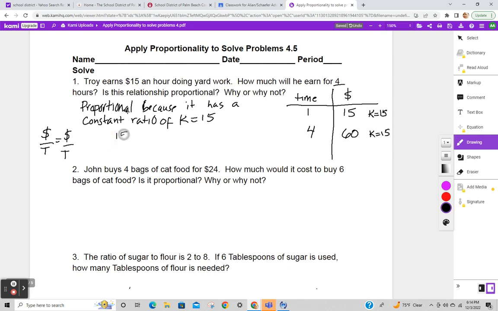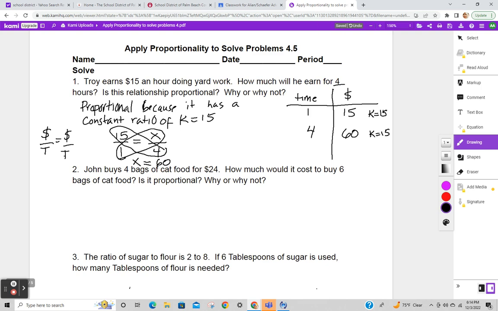If he makes $15 for 1 hour of work, how much will he make if he works 4 hours? Since we put time on the bottom, 4 will go over here. How much money will he make after 4 hours? Well, that's what we're trying to find. That's X. Now we can solve this proportion by taking the cross product. X times 1 is X, and 15 times 4 is 60. So he will make $60.